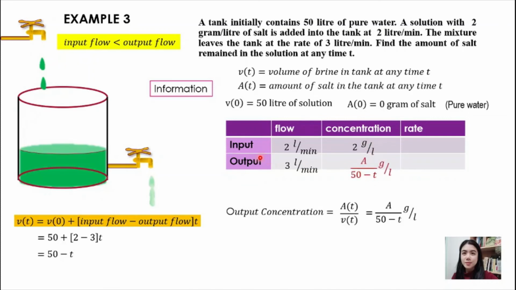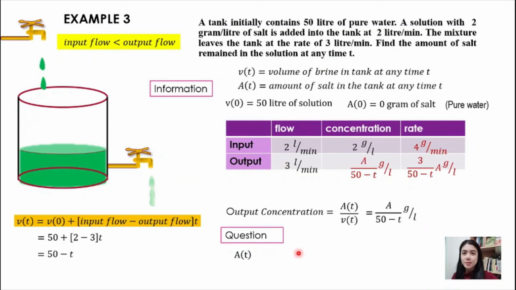Then what is our input rate? For our input rate, you just have to multiply the 2 with the 2 here. So we have 4, and the unit will be gram per minute. For the output rate, you just have to multiply this one with this one. So you have 3 over 50 minus t multiplied with A. This is your output rate. Now let's look at the question. The question asks us to figure out the amount of salt in the solution at any time t. That is, it asks us to find A(t).